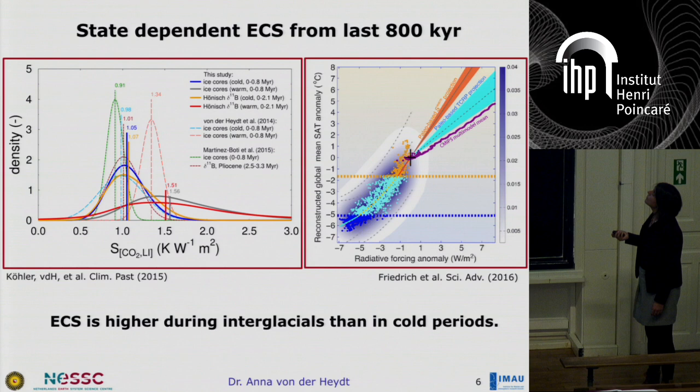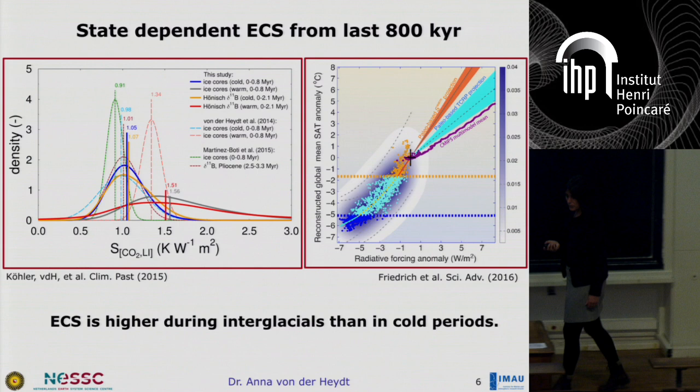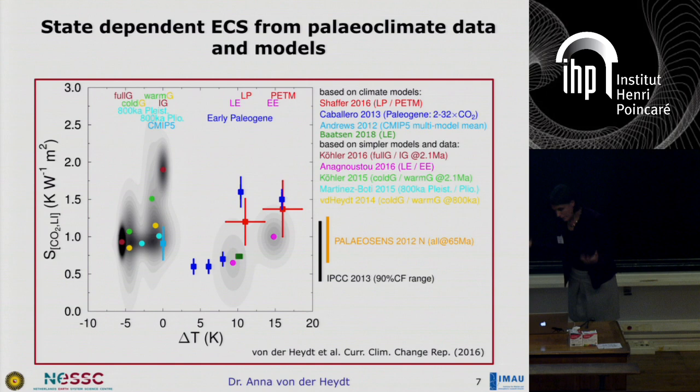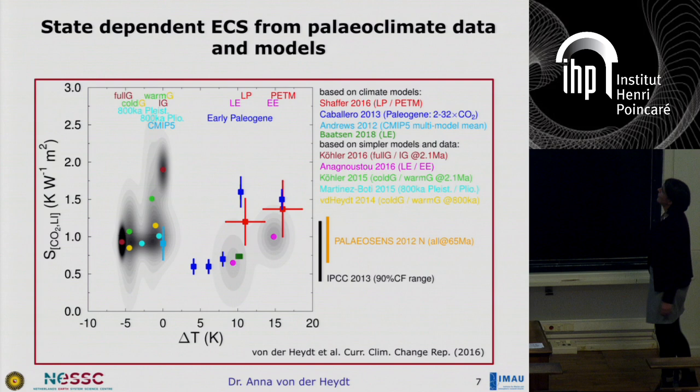If you just use the mean slope of this whole range, then you end up with such a projection, but if you only use the warm periods, then you end up with a much higher projection. And both of them are actually higher than what the multimodel mean of the CMIP data says. If you use other paleo data and also models, then you get a bit wider picture.